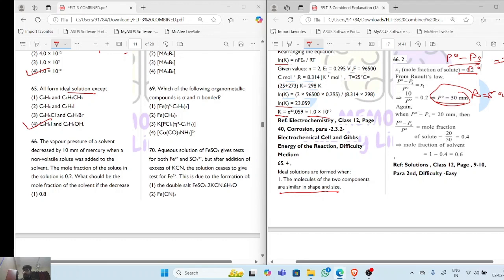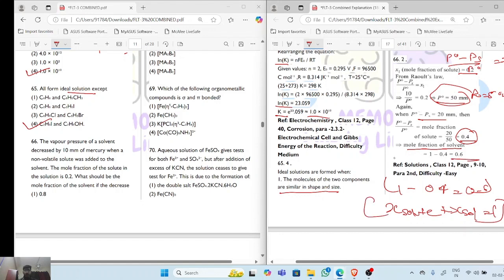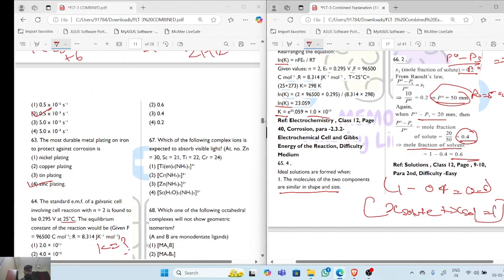Now again, when P naught minus Ps is equal to 20 mm, then P naught minus Ps divided by P naught is equal to the mole fraction of solute. So it will be 20 divided by 50, which is 0.4. The mole fraction of solute comes out to be 0.4, and so the mole fraction of solvent will be 1 minus 0.4, which is 0.6, because we know that the mole fraction of solute plus the mole fraction of solvent equals 1. So the mole fraction of the solvent is 0.6, meaning option number 2 is our correct answer.